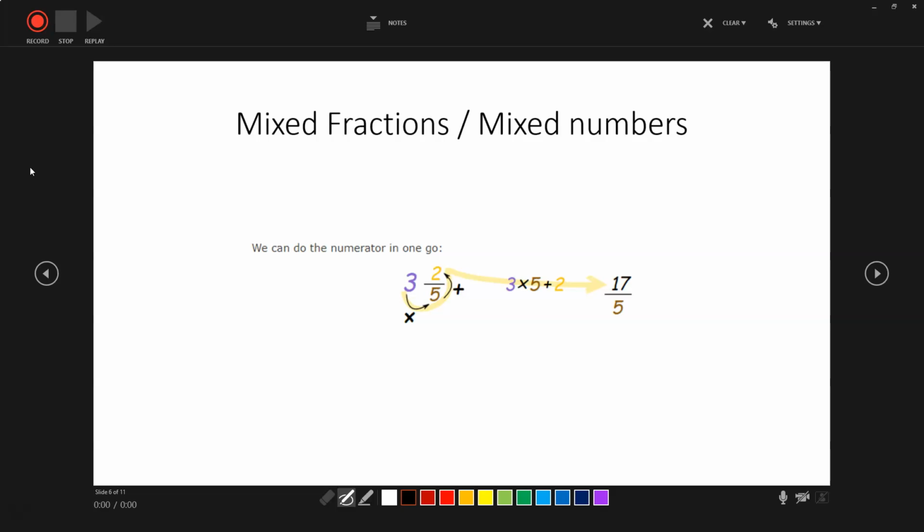And we did that by taking the whole number, multiplying it by the denominator, and then adding the numerator. So in this case, 3 2/5, we took the whole number 3, multiplied it by 5, the denominator, and then added 2, the numerator, which gave us 17. The denominator always stays the same because we're working with fifths. And so the total is 17/5 in this case.